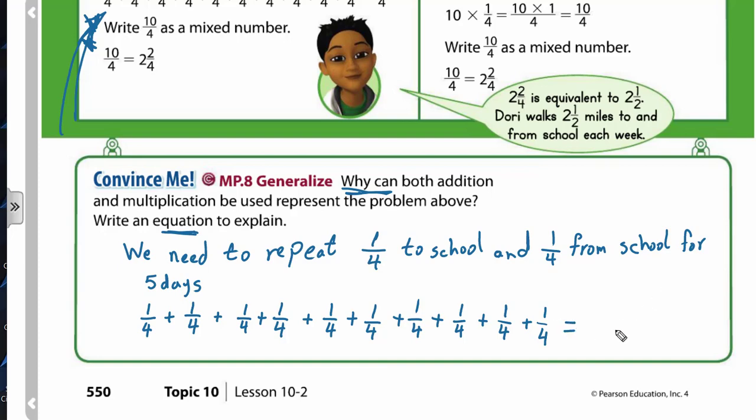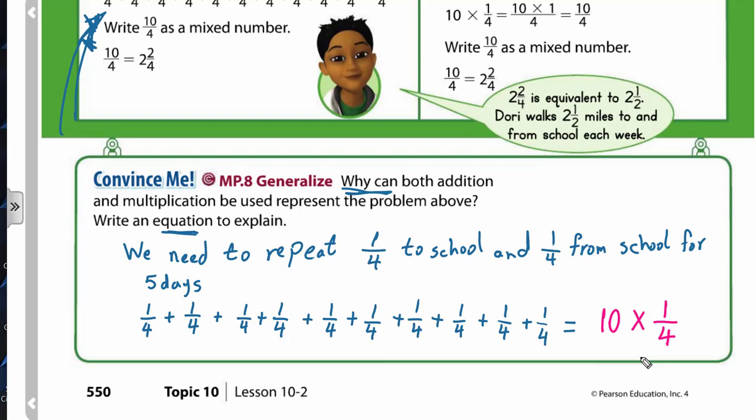Okay, Ibrahim, I want to write it as a multiplication. So what are the two numbers that I should multiply? Because we have 10/4, so it's 10 multiplied by 1/4. Thank you, Ibrahim. Great work.